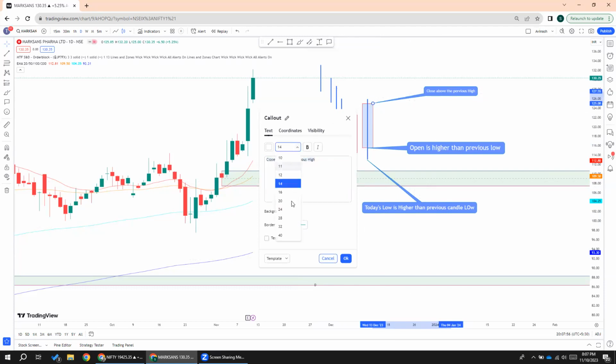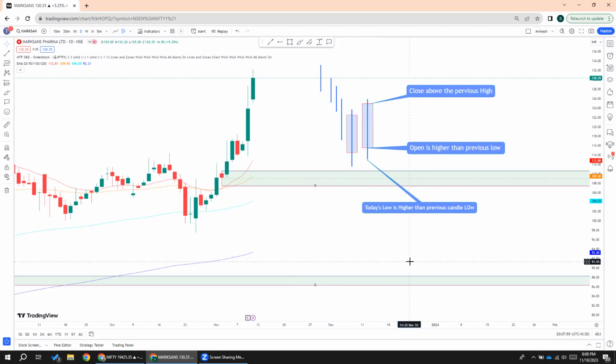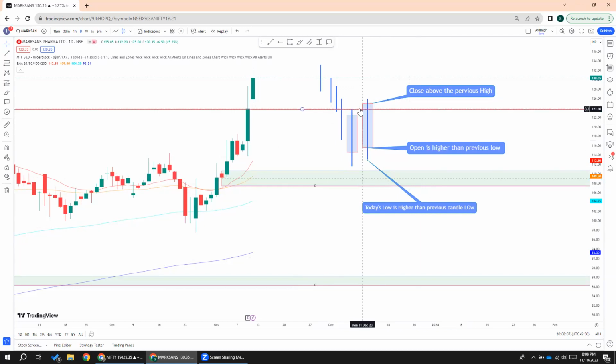Okay, so you can see these three conditions are being met. Today's low is higher than the previous candle low. Today's high is higher, and the candle close is higher than the previous candle high. So in this case, we can consider this as a reversal signal, and this can give us a good momentum. There is a high probability that this can give us a good momentum.